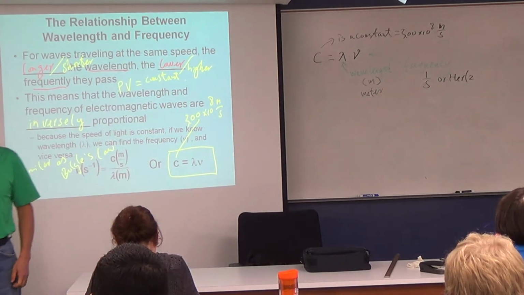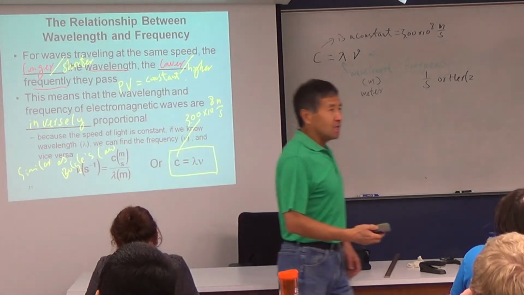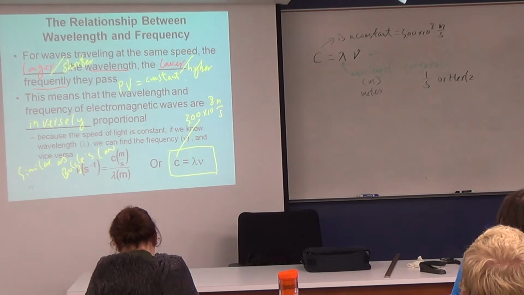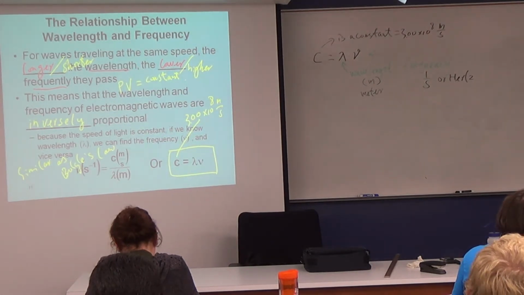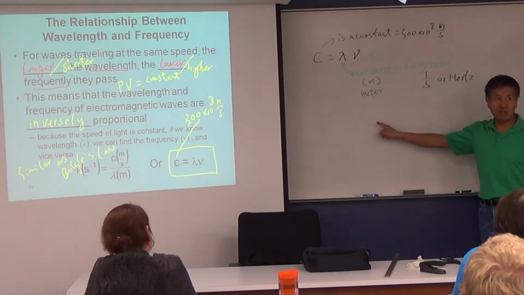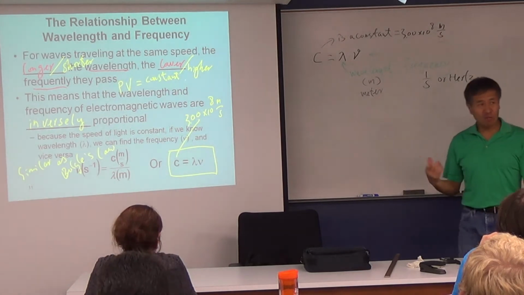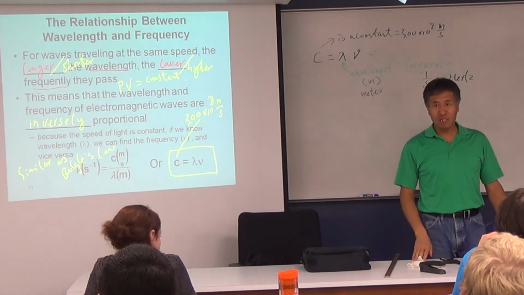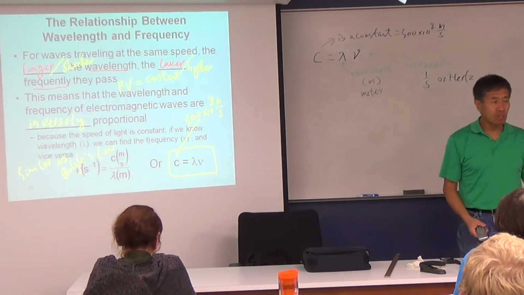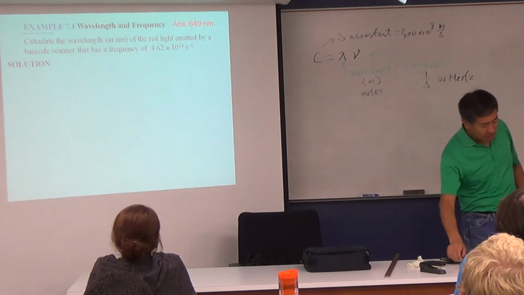So make sure your speed of light is that amount of meter per second, and that means your wavelength will be meter, and your frequency should be 1 over second. If I give you the wavelength not in meters, you have to convert that into meters. Right? If I give you the frequency not in hertz, you have to convert that into hertz.